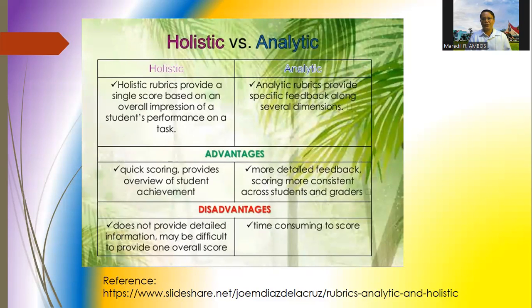Let's have the differences between the holistic and analytic rubric. Holistic rubrics provide a single score based on an overall impression of a student's performance on a task, while analytic rubrics provide specific feedback along several dimensions.